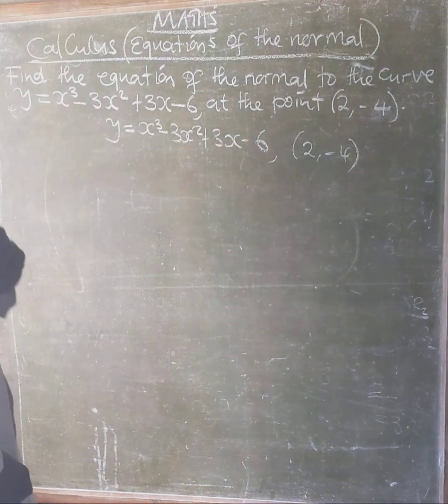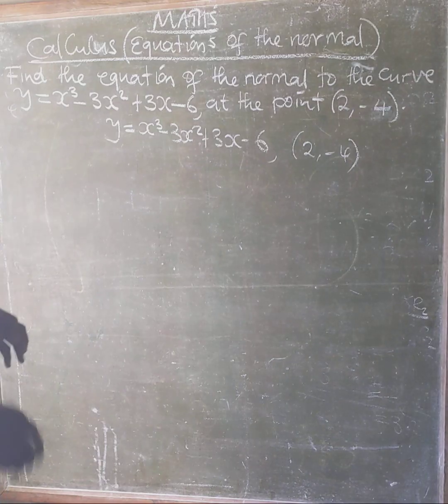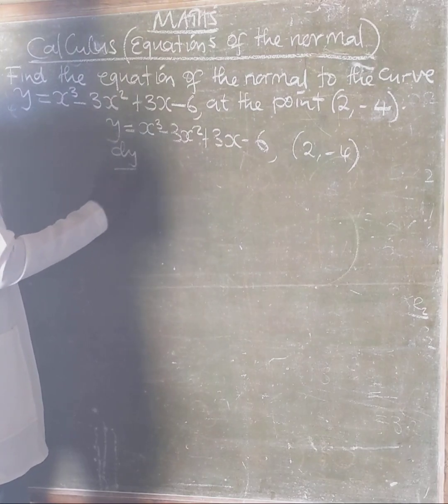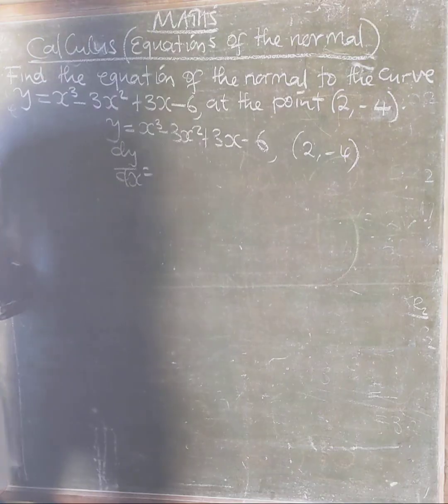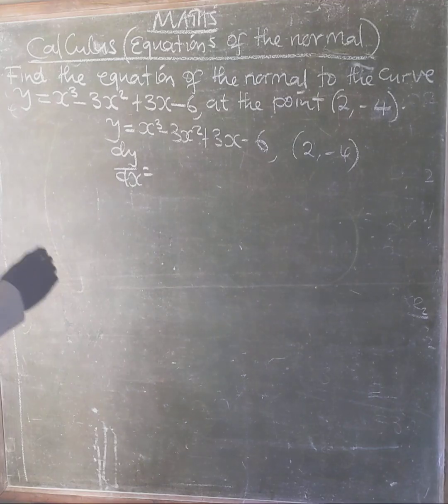The first step that you need to do is differentiate. Remember last time we looked at differentiation. So differentiate first. So let's find our dy dx. That's the first step. So we have dy dx equal to. To differentiate this one, remember we multiply the coefficient by the power, and then we reduce the power by subtracting 1.